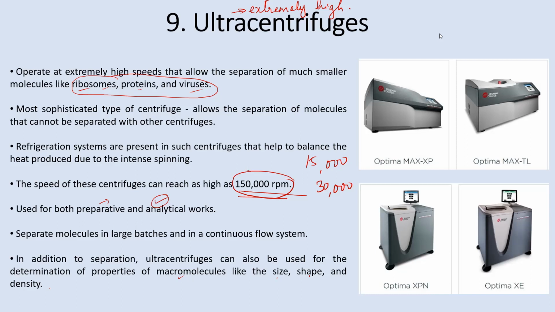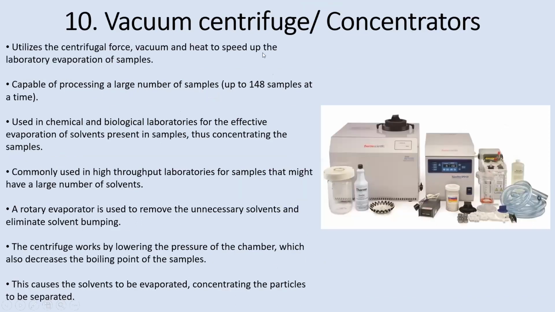Then the next centrifuge is the vacuum centrifuge concentrator. So far, whatever we saw, vacuum was not a factor or a parameter there. But here you will see that along with the centrifugal force, vacuum and heat are used to speed up the laboratory evaporation of the sample.